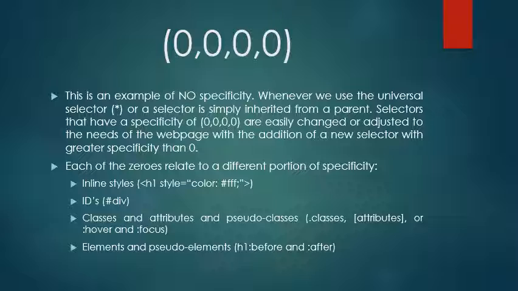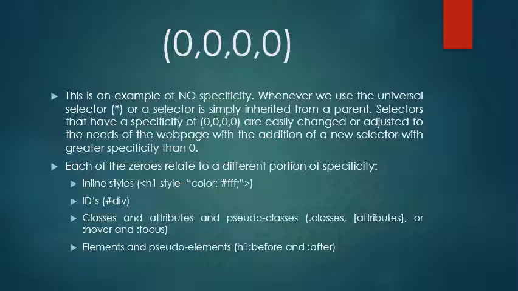0, 0, 0, 0. This is an example of how specificity is often written. The current case has a specificity of 0 or no specificity. A specificity of 0 is acquired when using the universal selector, shown there as an asterisk, or a selector that is simply inherited from a parent. Selectors that have a specificity of 0, 0, 0, 0 are easily changed or adjusted for our needs on the web page with the addition of any new selector later on.